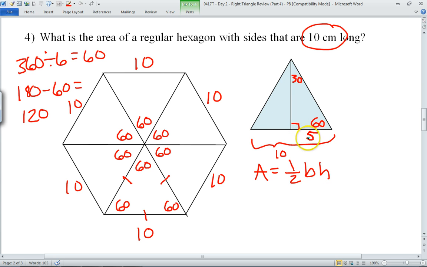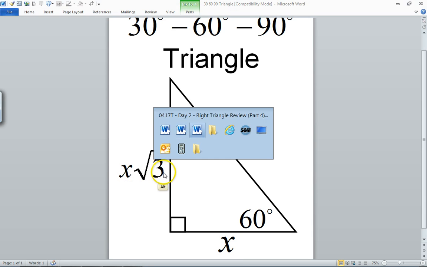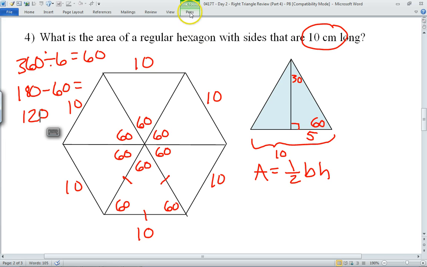So the height is the long leg. How do I get the long leg based on the short leg? Well, again, remember this. The long leg is the short leg times radical 3. So that's why if the short leg is 5, the long leg should be 5 radical 3. So now I've got my base of 10 and my height of 5 radical 3. So the area of this triangle is going to be 1/2 times 10 times 5 radical 3.